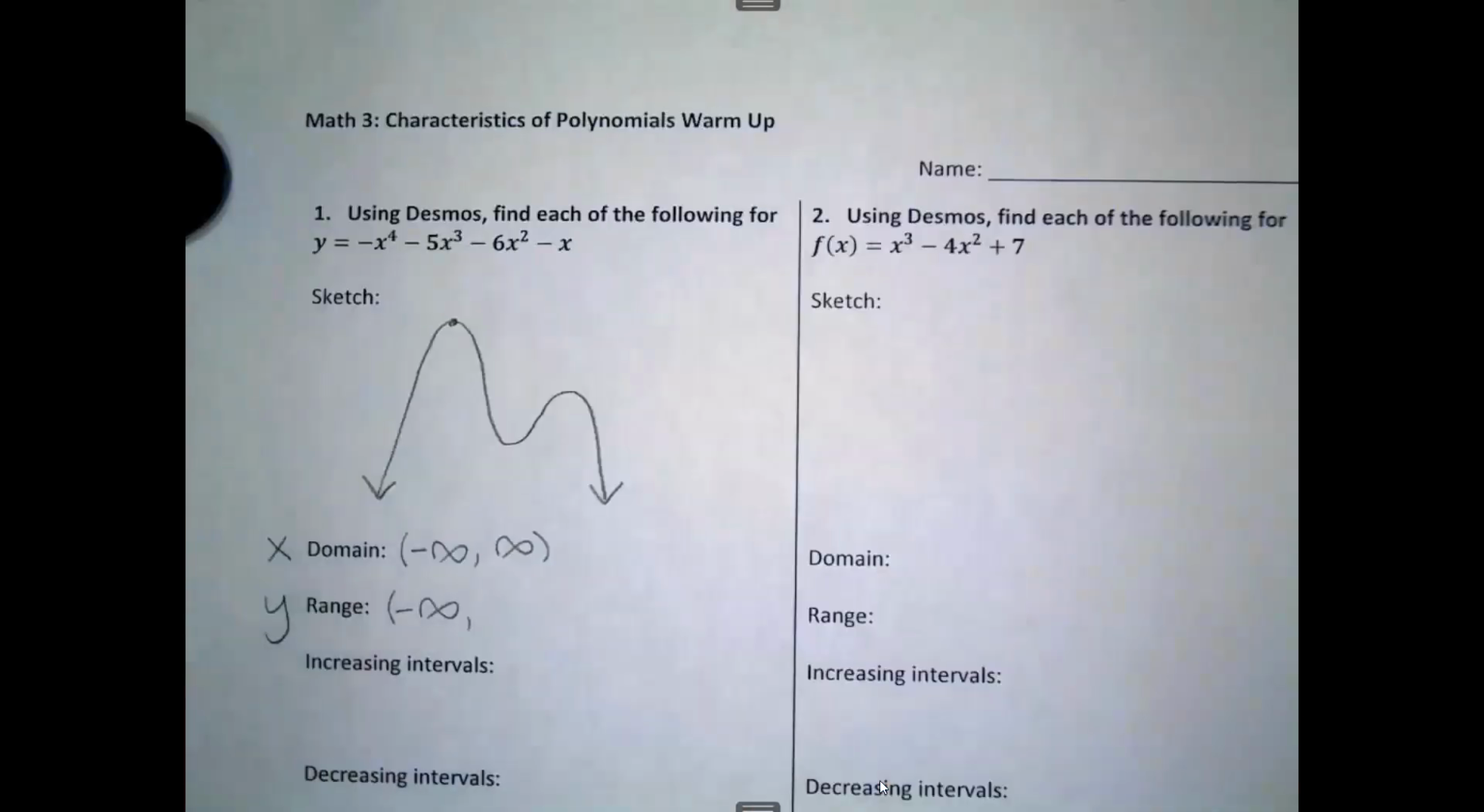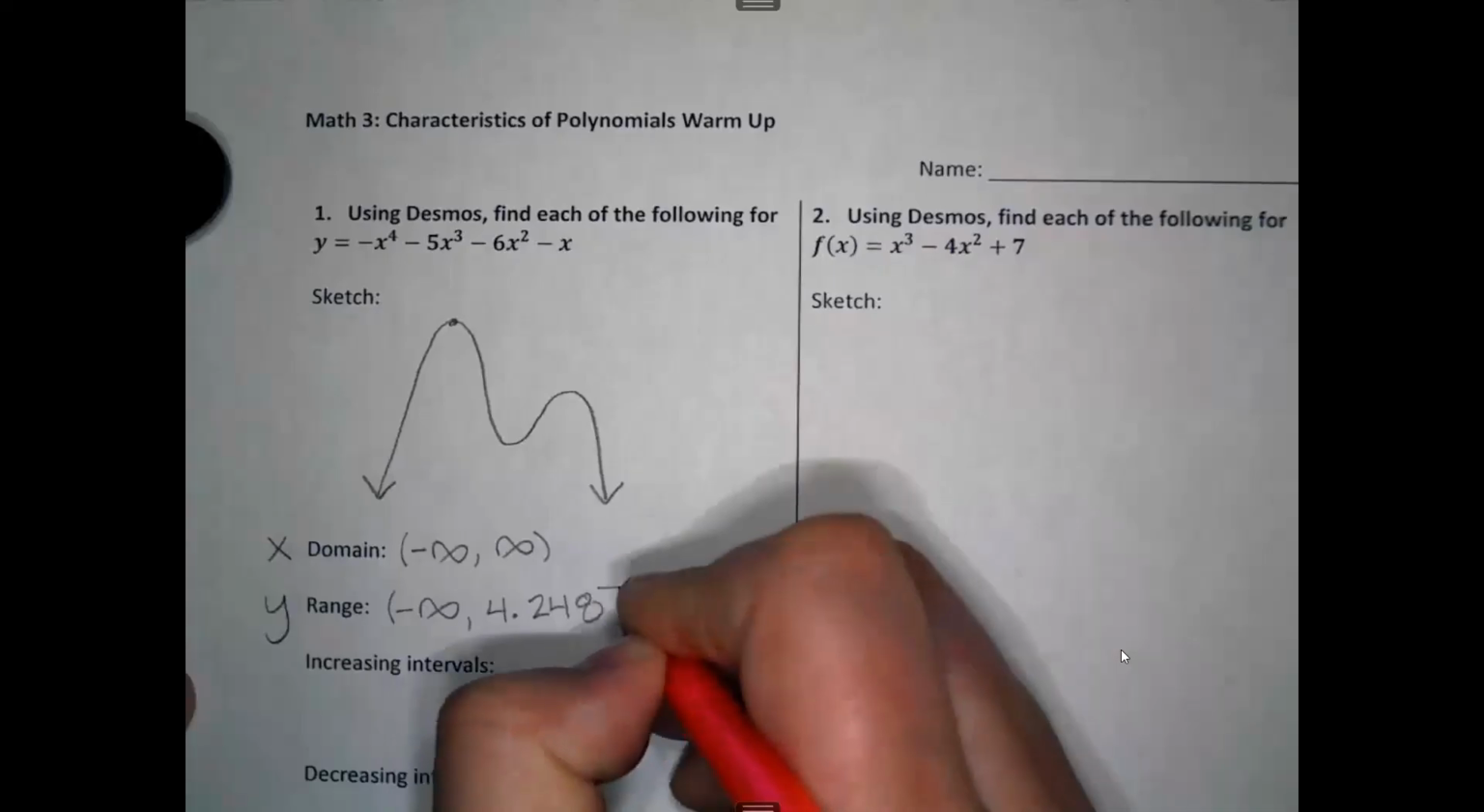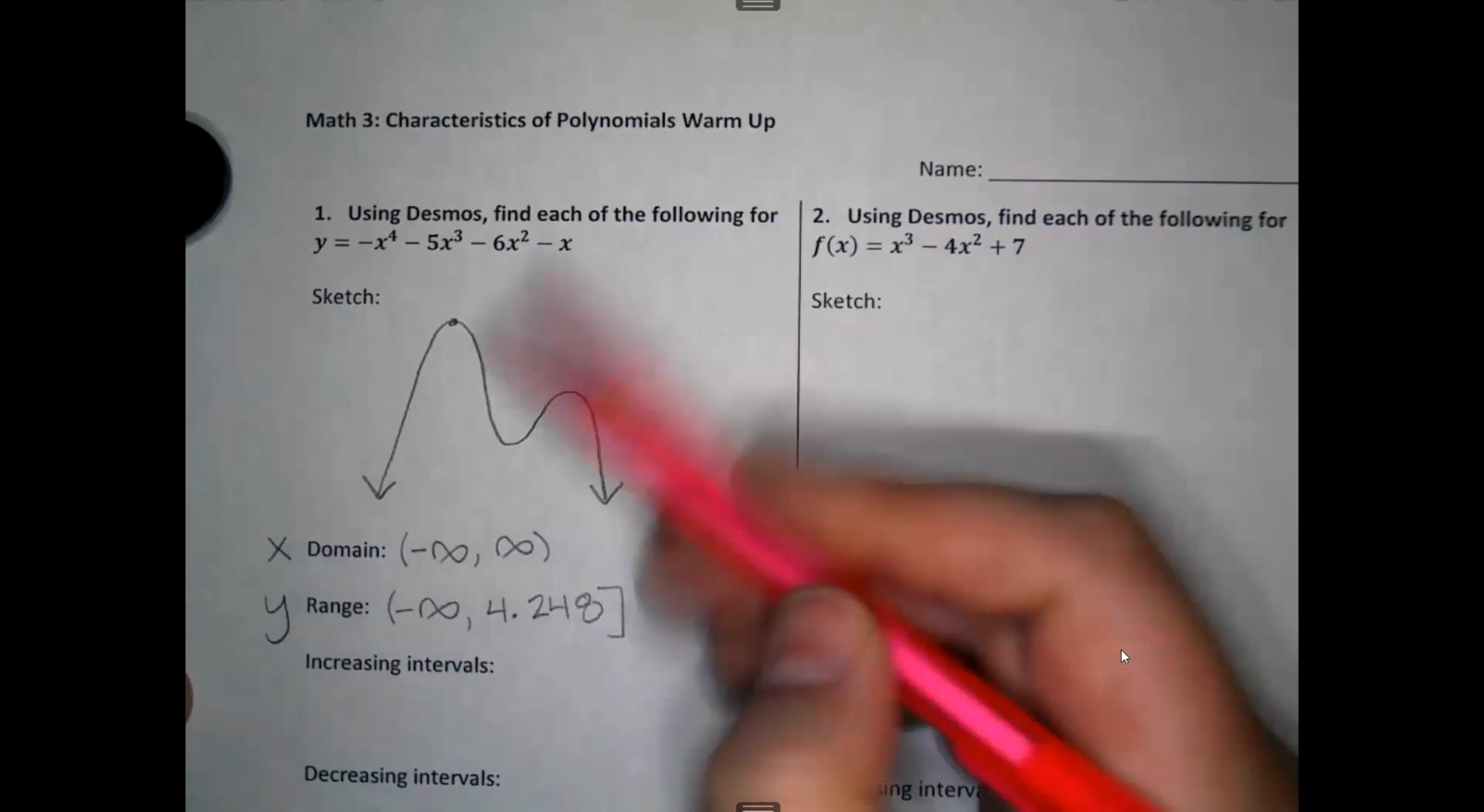So when we look up there, are we going to use the x coordinate or the y coordinate? The y coordinate, because we're doing the range. So I'm going to go up there and click on that. Okay, the point is 4.248. So that's what I'm going to write into my range. And when I write that on my paper, is that going to get a parenthesis or a bracket? It's going to get a bracket. That's a point on the graph. I can put my finger on it. It's right here.